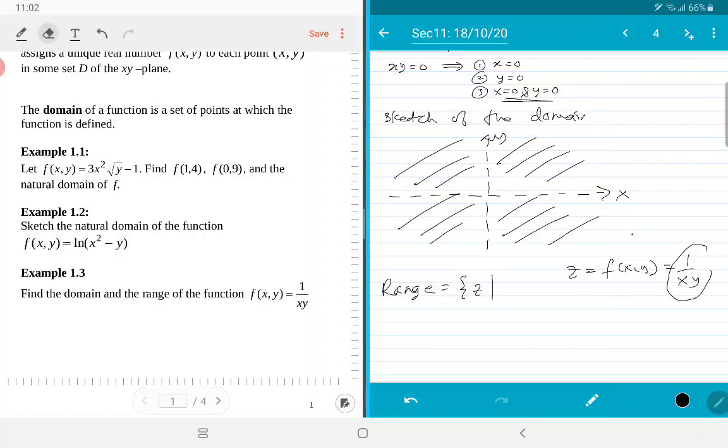Okay. Can it be 0? Nope, it cannot be 0, because in order for z to be 0 the numerator has to be 0. But in this case, our numerator is 1. So the range would be, it can be positive or negative, but it cannot be 0. So that's the range of the function 1 over xy.